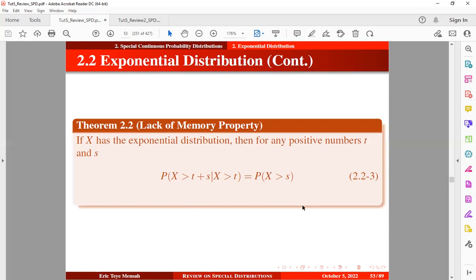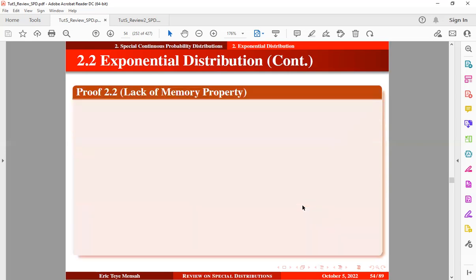So there's a proof to this theorem. Let's take a look at the proof. For any positive number t, the probability that x is bigger than t can be expressed in this form. Once we take the integral of this, we obtain this, where we replace 1 over beta, that's the rate, with lambda.